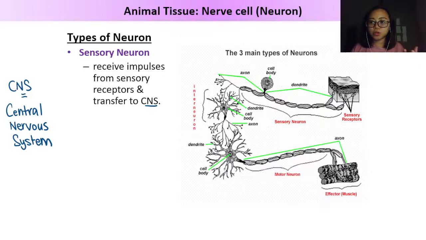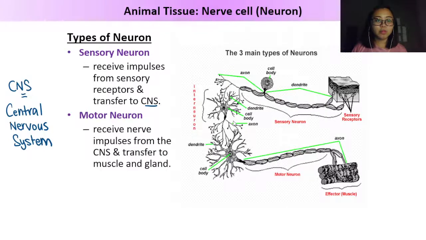So what these would do is, for example, you have touch receptors under your skin. So when something touches your skin, it activates your receptors, and your receptors take that information, convey the information to your sensory neuron, and your sensory neuron will take that information and pass it to your central nervous system. Your central nervous system is nerves that are in your brain and also in your spinal cord. Jadi bila kita cakap central nervous system, itu adalah nerve-nerve yang ada dalam otak dengan akar tunjang kamu.